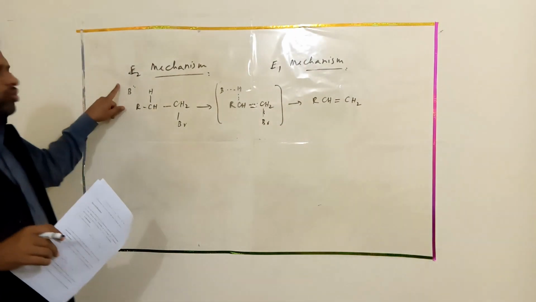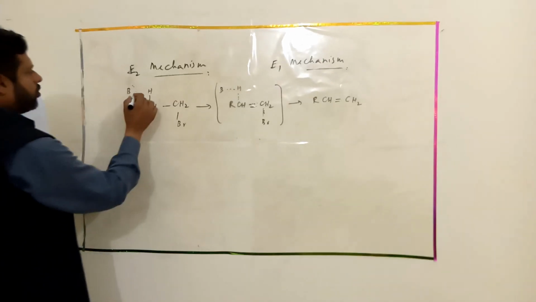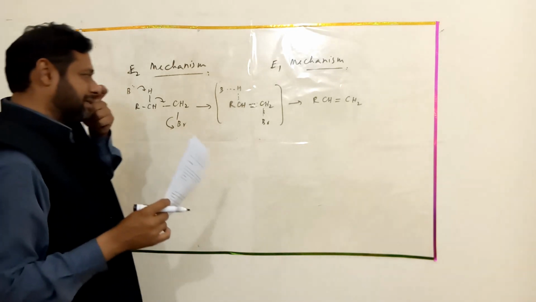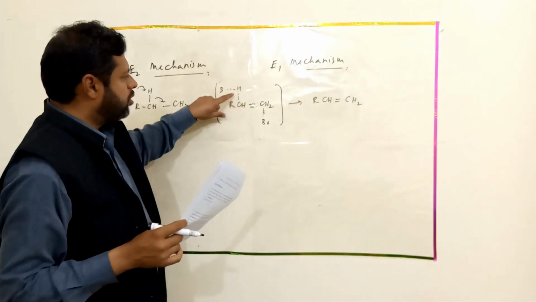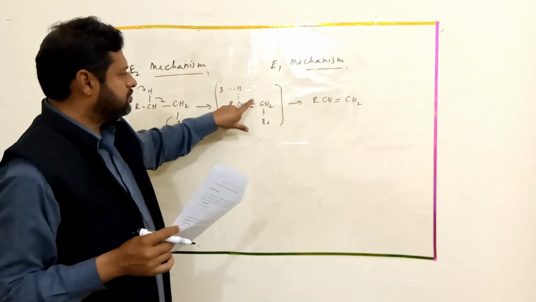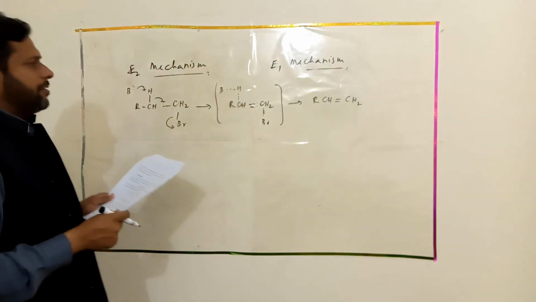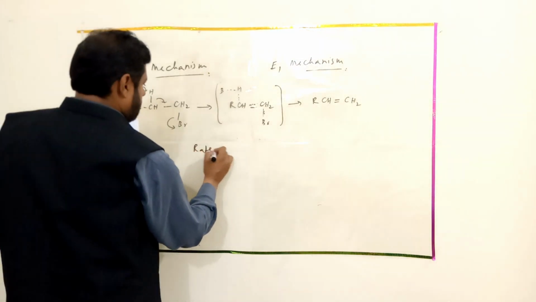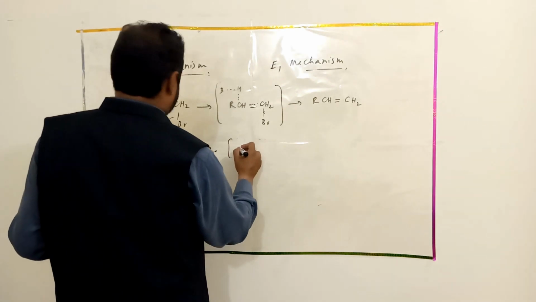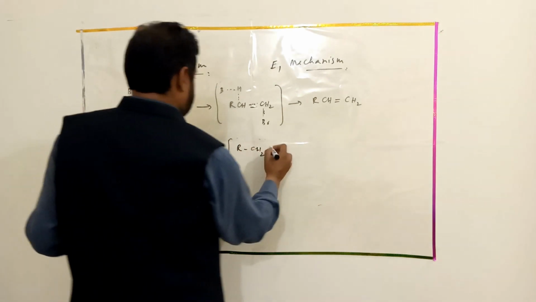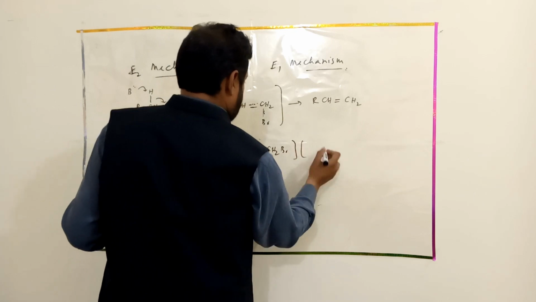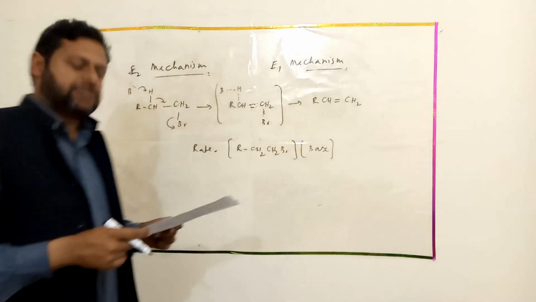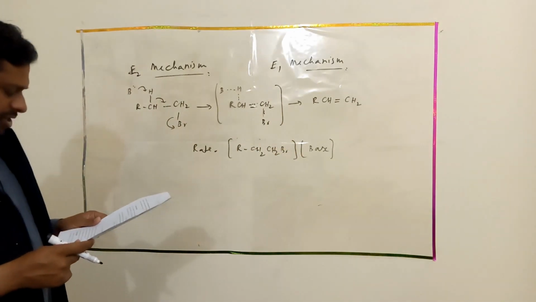in the E2 mechanism, the base will take the proton and the bromine or nucleophile will be removed in a single step. So in the single transition state, this bond will break, this bond will break, and this bond will form, and you will get the double bond in a single step. So the rate of reaction will depend upon the concentration of both the reactant and also the concentration of the base. Due to this reason, this reaction is called the bimolecular elimination reaction.